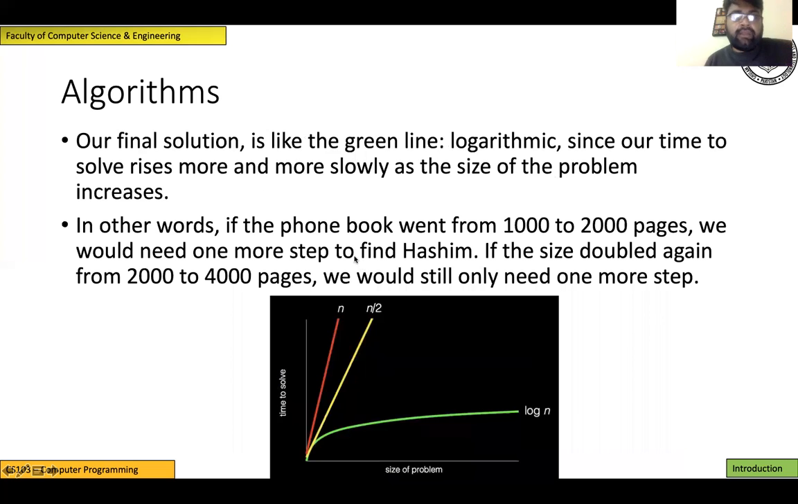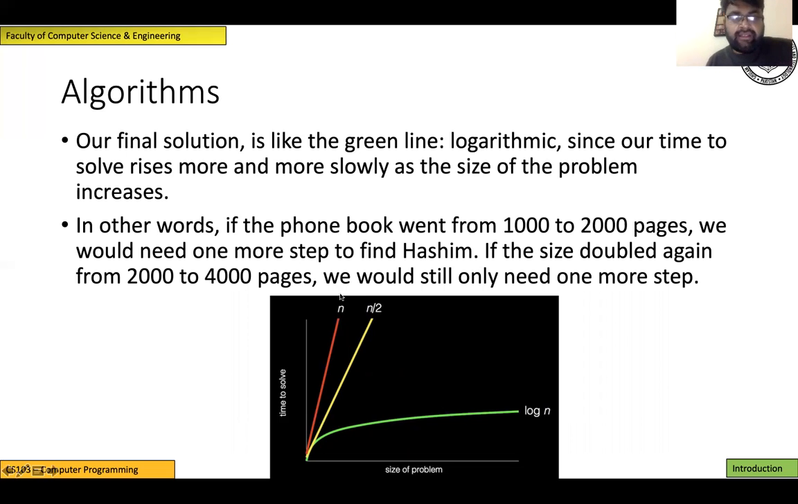For log n, that is logarithmic, since our time to solve rises more and more slowly as the size of the problem continuously increases. So in other words, if the phone book now goes from 1000 to 2000 pages, we only require one more step to find Hashim. If the size doubled again from 2000 to 4000, we would still only need one further step.